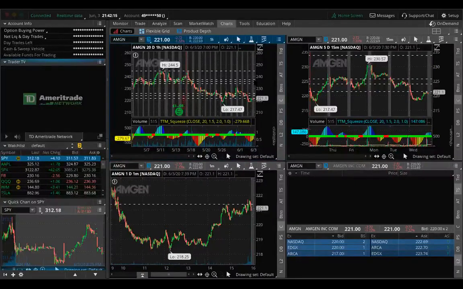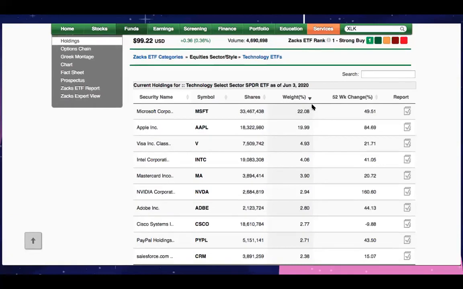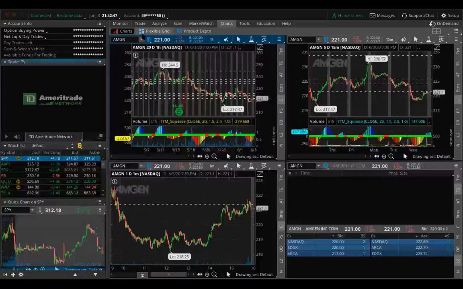Let's check the next sector. So we did XLV, which is healthcare. Let's check out XLK. This is going to be the technology ETF, so you have Microsoft, Apple. I saw a couple people talking about Apple. Check out a couple of these. So what did we say? We have Microsoft.